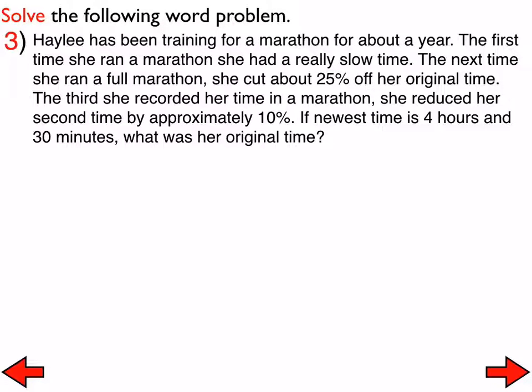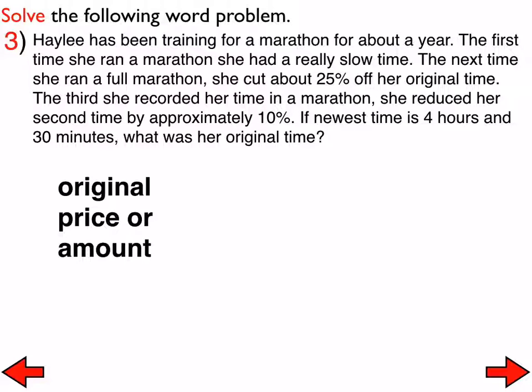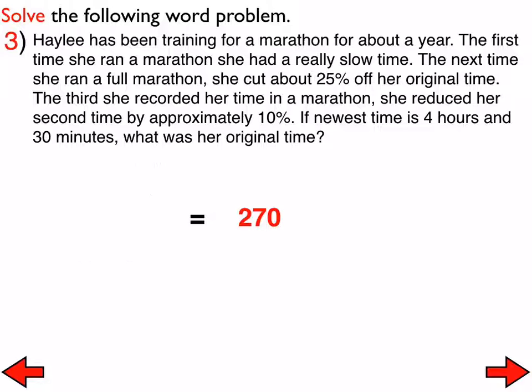So we are asked to find the original time, which means we don't know what the original time is, which also means that 4 hours and 30 minutes, that 270 minutes, is the new amount. It's not the original amount, because that's what we're trying to find. And so here's the initial setup. Some variable, and in our homework we have to use x, but I'm using t because it represents time. And then we're going to do something with that left-hand side of our equation.